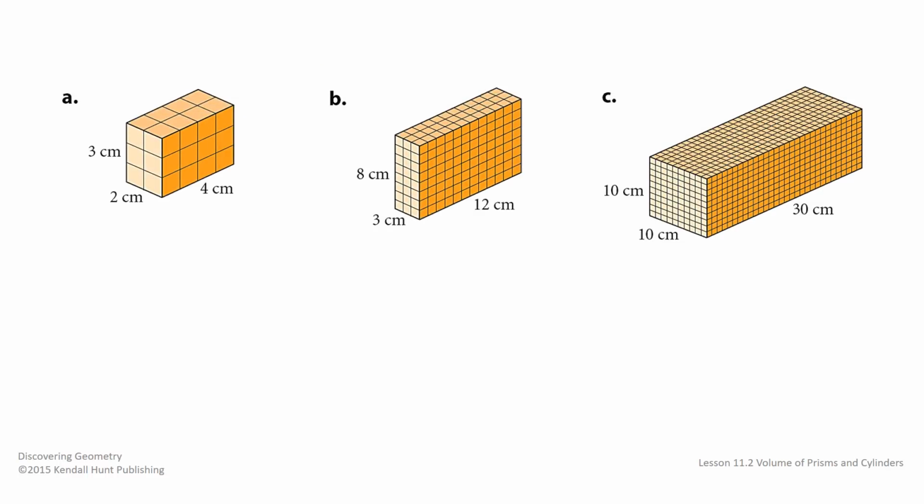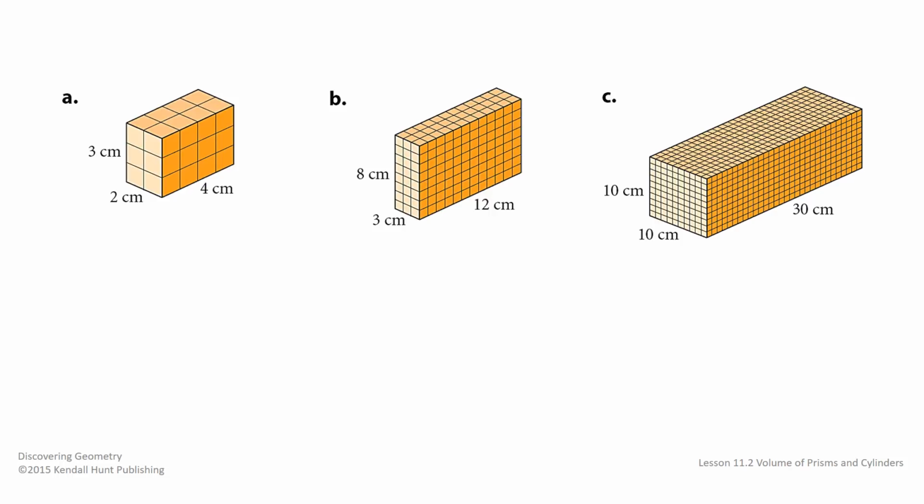Here we have three different prisms. These are what we call rectangular prisms. So rectangles on the top and bottom. You'll notice they look like cubes. So when we talk about volume, we're talking about the space inside the figure. So in this case, cubes can represent that space. So let's look. We need to find the base area of the first one in part A.